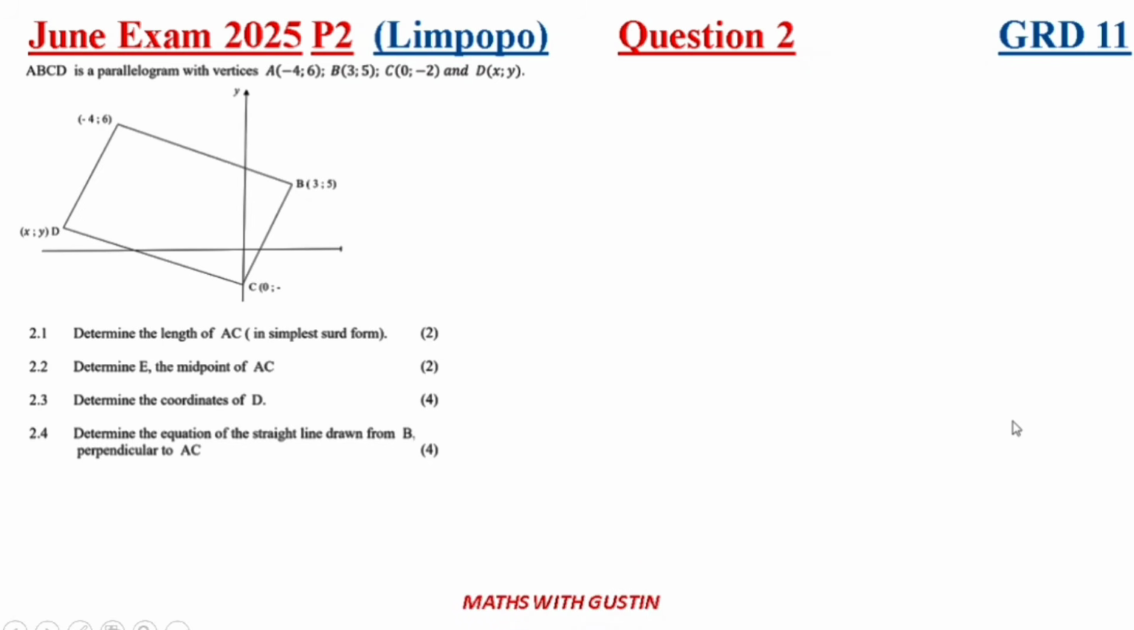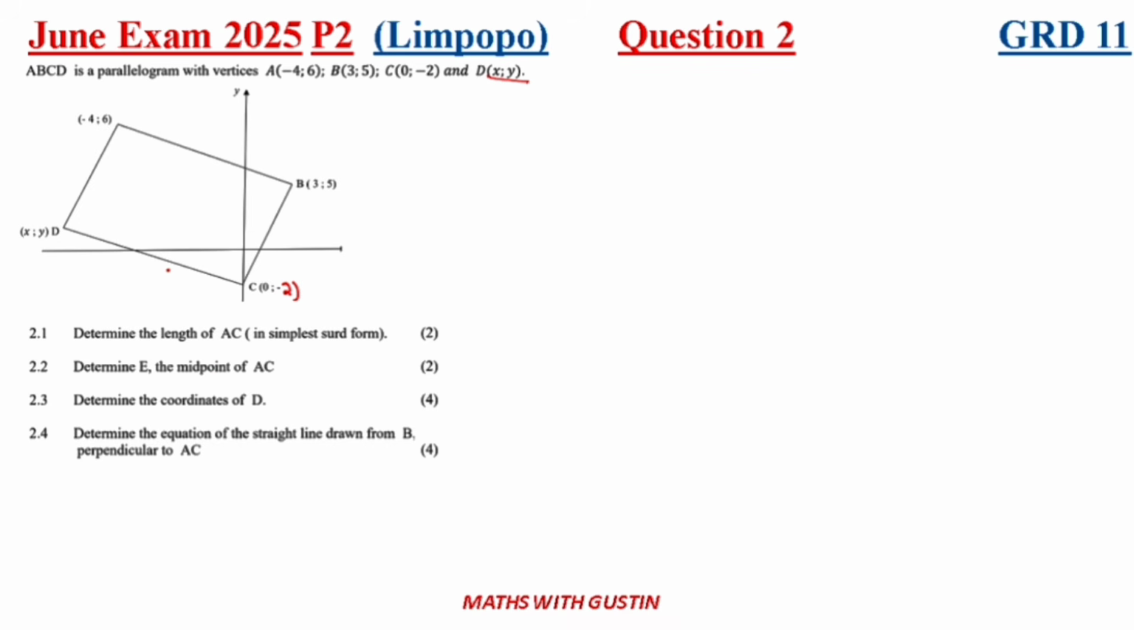Okay guys, so here is question 2. Thanks for tuning in to Maths with Gastin as we continue with this paper from Limpopo province, June 2025, grade 11. It says here on this question that ABCD is a parallelogram with vertices A, B and C. D is not given. C they said here is -2. I'm just going to put it here because I think it's not visible there.